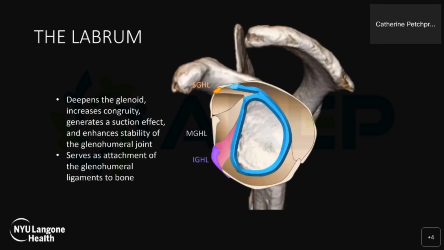The labrum has an important role in glenohumeral stability. The labrum deepens the glenoid and increases the congruence of the glenohumeral joint. It helps maintain negative intra-articular pressure in the joint. It also serves as the attachment to the glenohumeral ligaments, importantly the inferior glenohumeral ligament, to the bone.